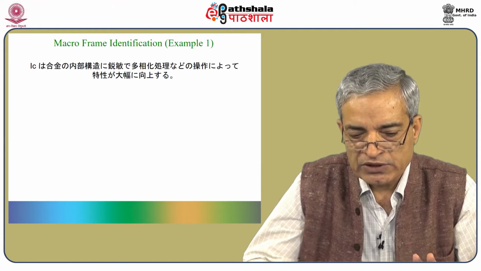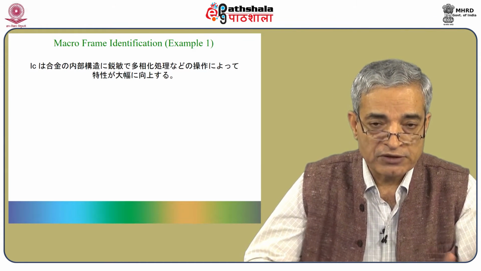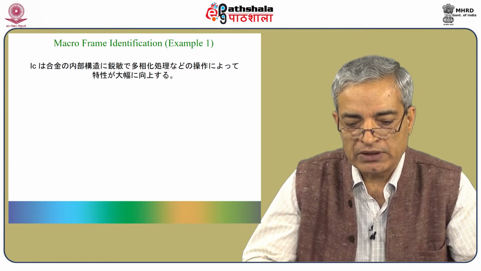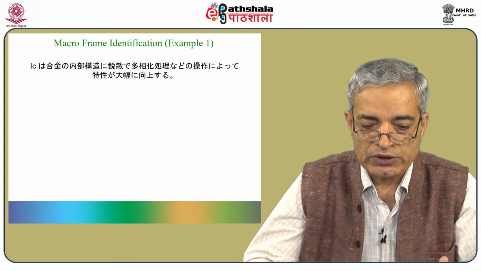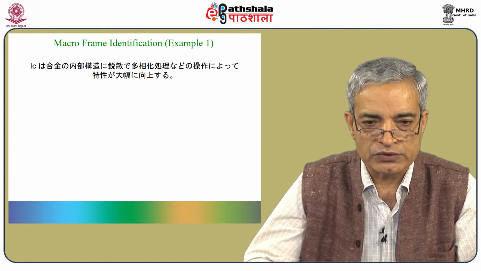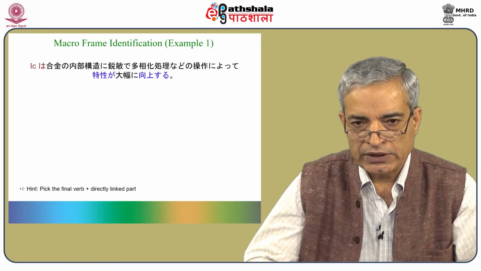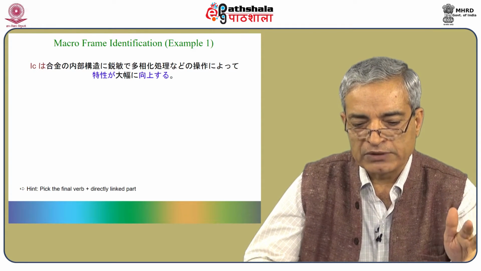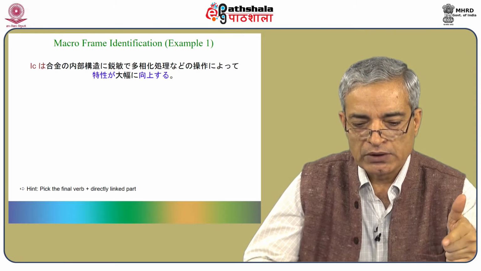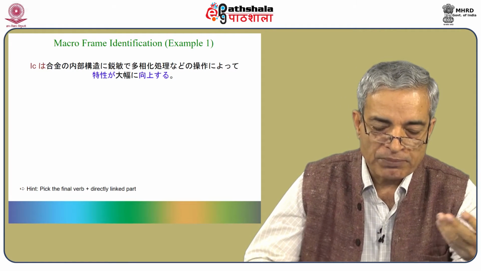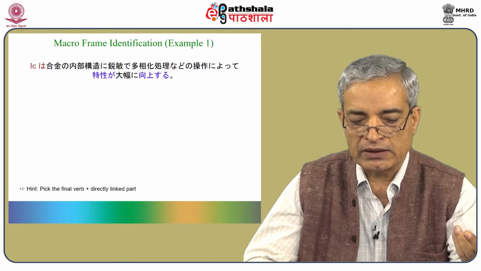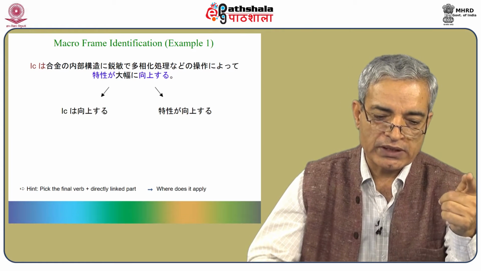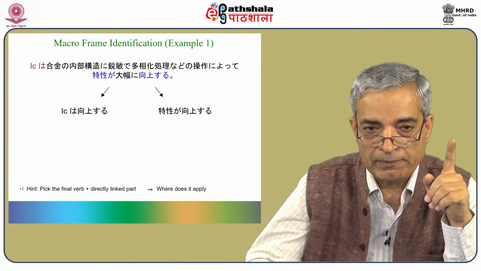We are picking up the same sentence as it was picked up in the previous module. Aisiwa gokin no naibu kozo ni ebinde taso ka shori nado no sosa ni yotte tokse ga o haba ni kojo suru. And the hint here is: pick the final verb first. The final verb in this particular case is kojo suru. And then link it to the part where it is connected the most. And somebody says it is connected to toksega kojo suru, and somebody says no, it is connected to aisiwa kojo suru.